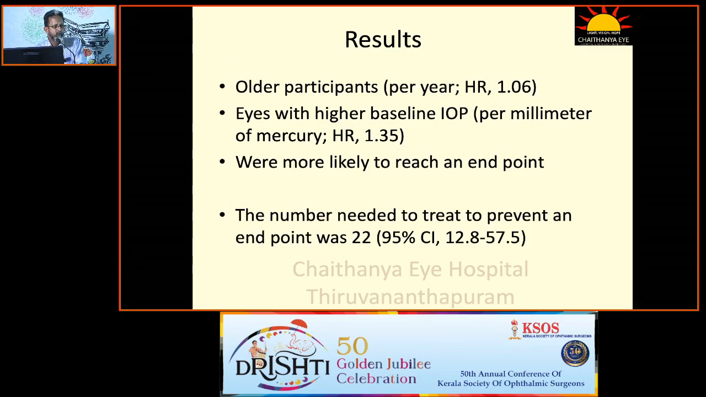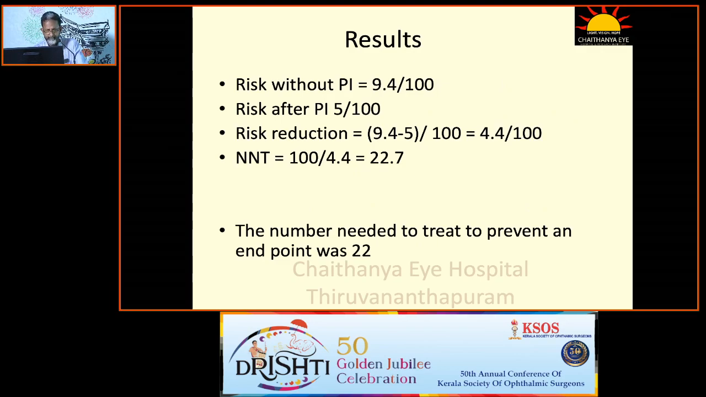But they did come out with one more thing, that the hazard ratio goes up with older participants per year. There's an increase in the hazard ratio per millimeter of baseline intraocular pressure. As the pressure goes up, the hazard ratio goes up. So they were more likely to reach the endpoint or go on to develop a sinus K if the PI was not done. The number needed to treat for the whole group was 22. 1 in 22 would benefit.